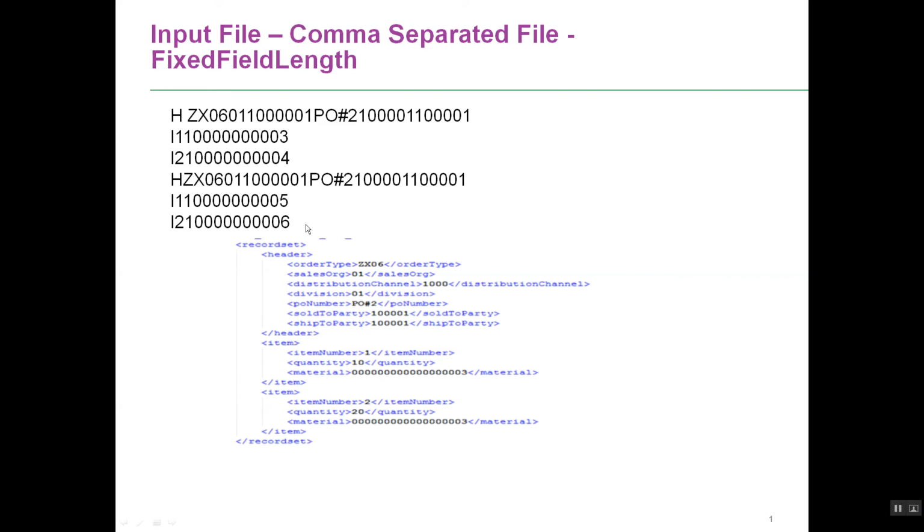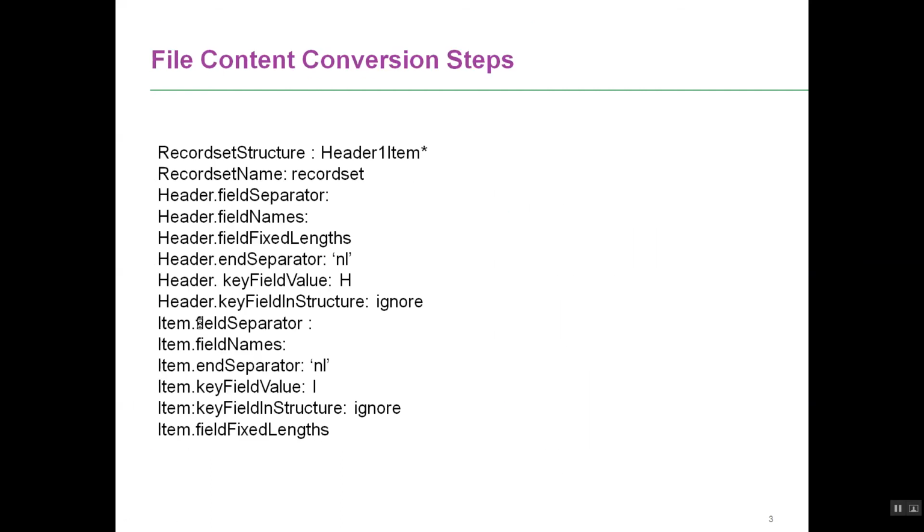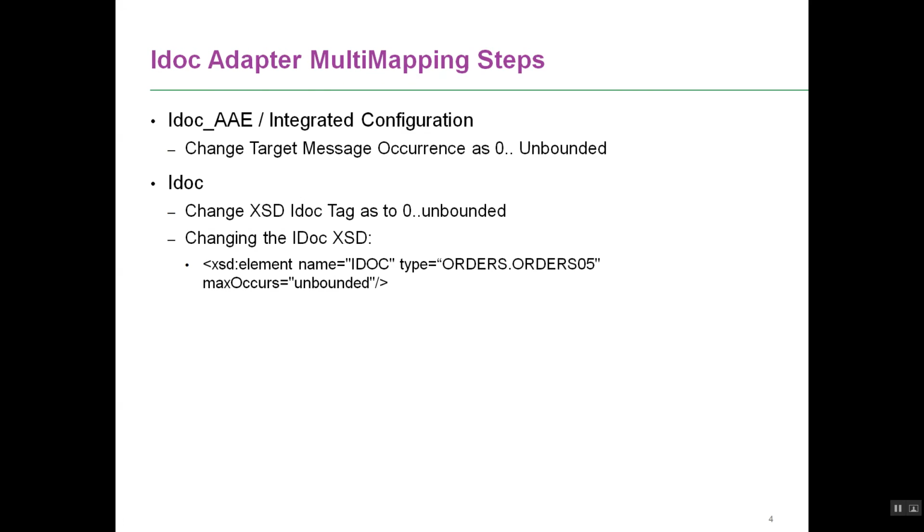We're going to pick up this file and process it in PI, where we're going to convert this file into XML content. Now once PI processes this into XML content, instead of using an integrated configuration, we are going to use a classical configuration. Because we are going to use a classical configuration, we are going to use an IDOC adapter and not an IDOC_AAE adapter. Also, this input file will contain multiple orders, so we will be looking at how to perform multi-mapping using an IDOC adapter.